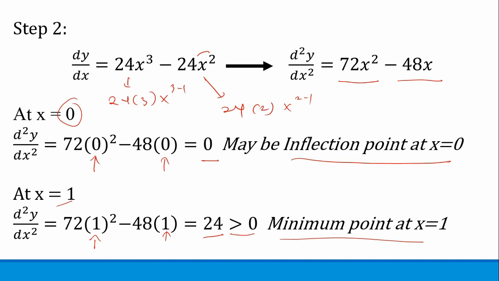Okay. Step 1, you differentiate and find the value of x. Step 2, you differentiate again for the second derivative and substitute the value of x. You find whether it is maximum or minimum. For this case, when you substitute 0, you get 0. It does not show whether it is greater than 0 or less than 0, so it may be an inflection point.